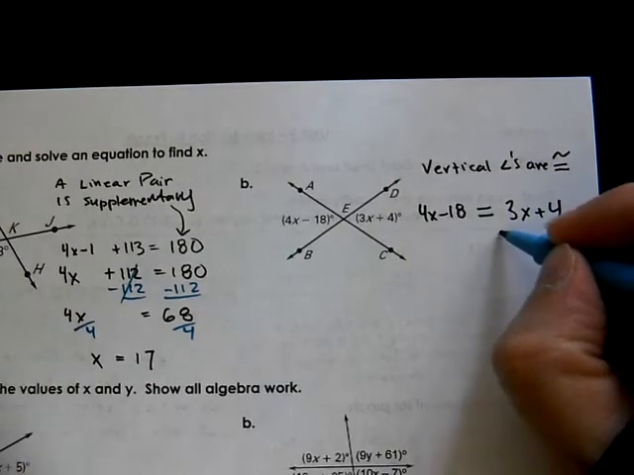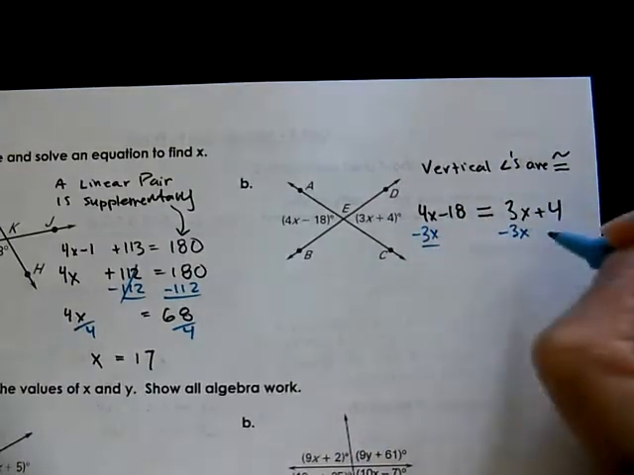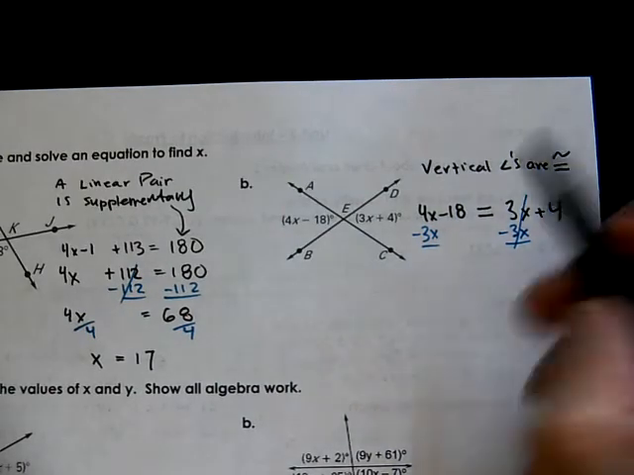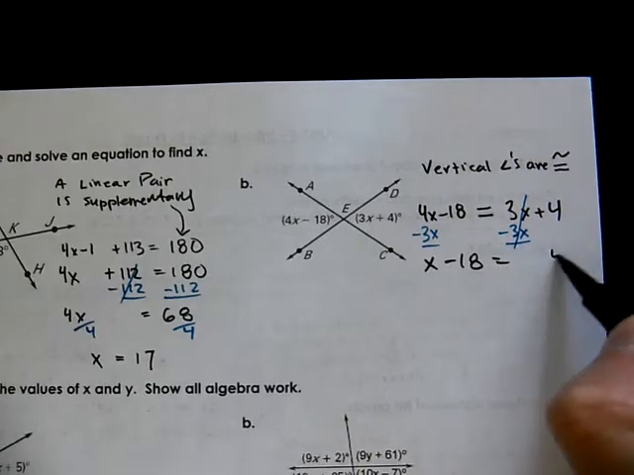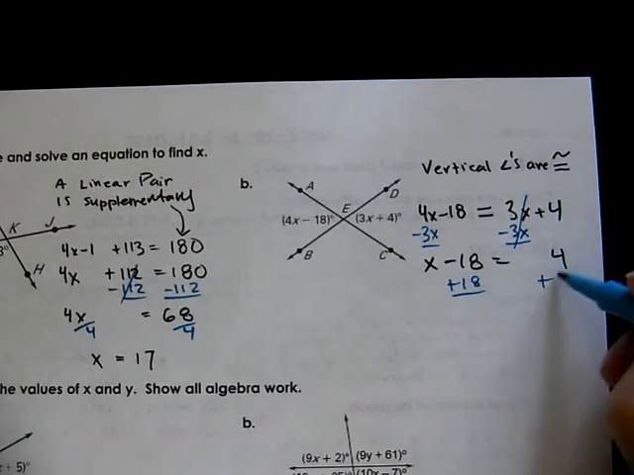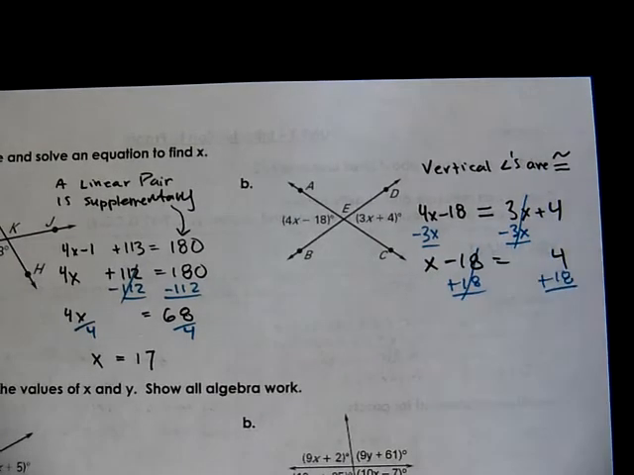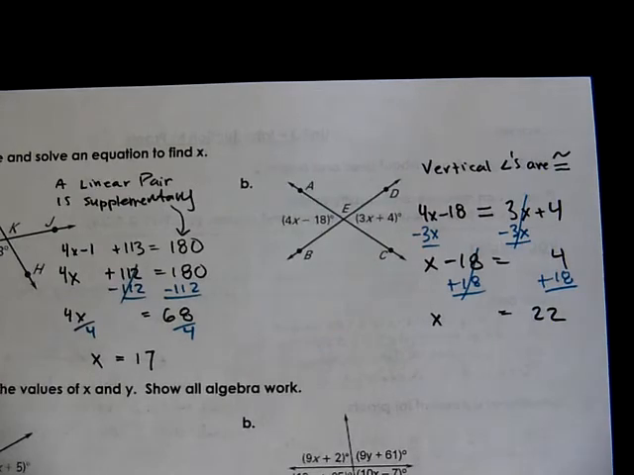I'm going to start by moving all of my terms with x to the same side. I'm going to subtract 3x from both sides. And so we have x on the left minus 18 equals 4. Let's move the constant terms to the right. So I'm adding 18 to both sides of the equation. And so we get x equals 22. And we solve for x, so we're good. Again, it's not asking us to plug it back in, so we don't have to do that.